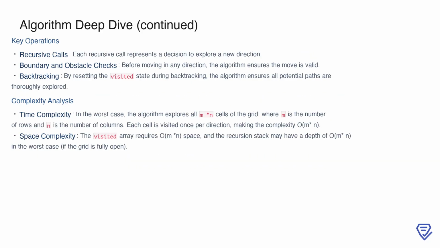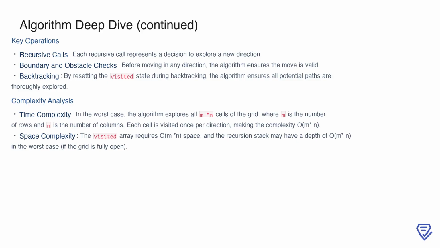The core operations of this algorithm include recursive calls, boundary checks, and backtracking. Each recursive call represents the decision to explore a new direction, and before moving in any direction, the algorithm ensures that the move is valid by checking for boundaries and obstacles. Backtracking ensures the algorithm resets the visited state after exploring a cell, allowing other potential paths to use that cell if necessary.